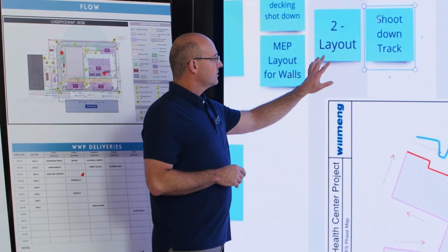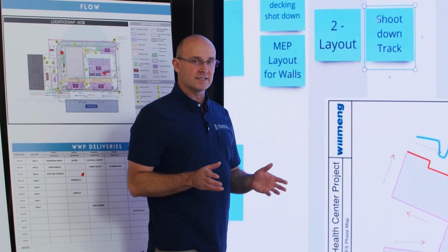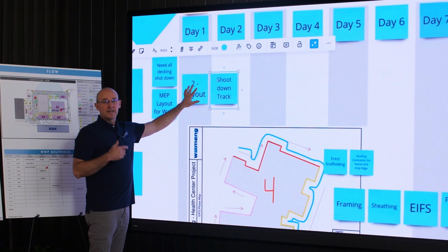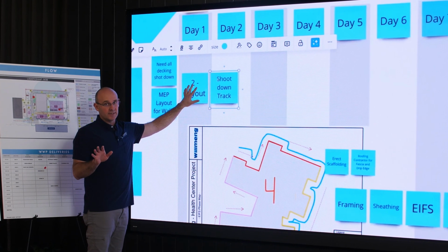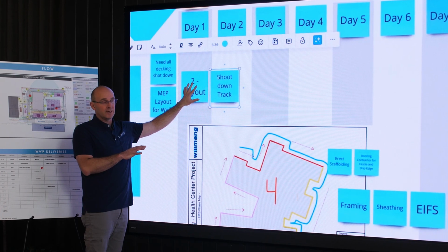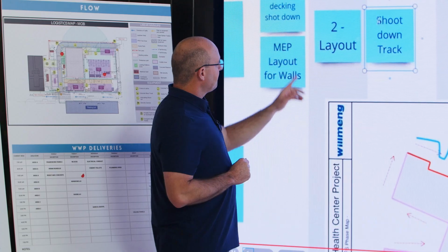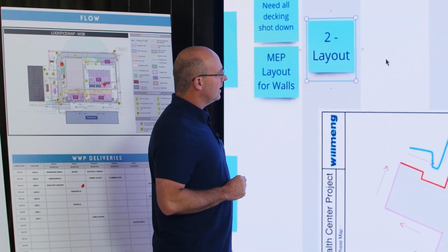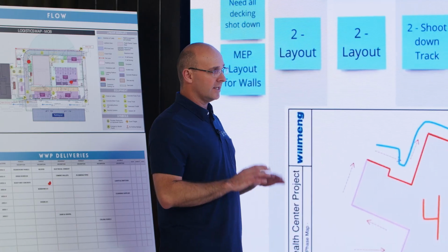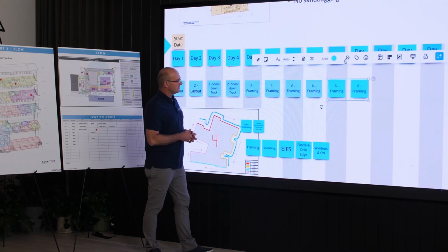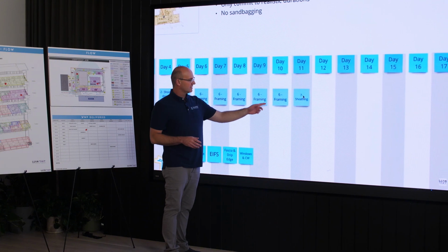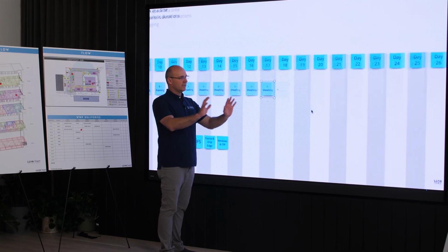But literally this trade partner said, okay, the first thing is layout, and that takes 2 days. You'll see I don't have labor on here because this is a newer group, but you absolutely can. I'm tailoring this to the experience of the group and being respectful, but they are declaring this. So they declared 2 days for layout, and then it's, okay, what's the next activity? Shoot down track. Okay, that's 2 days. What's the next activity? Framing. That's 6 days.